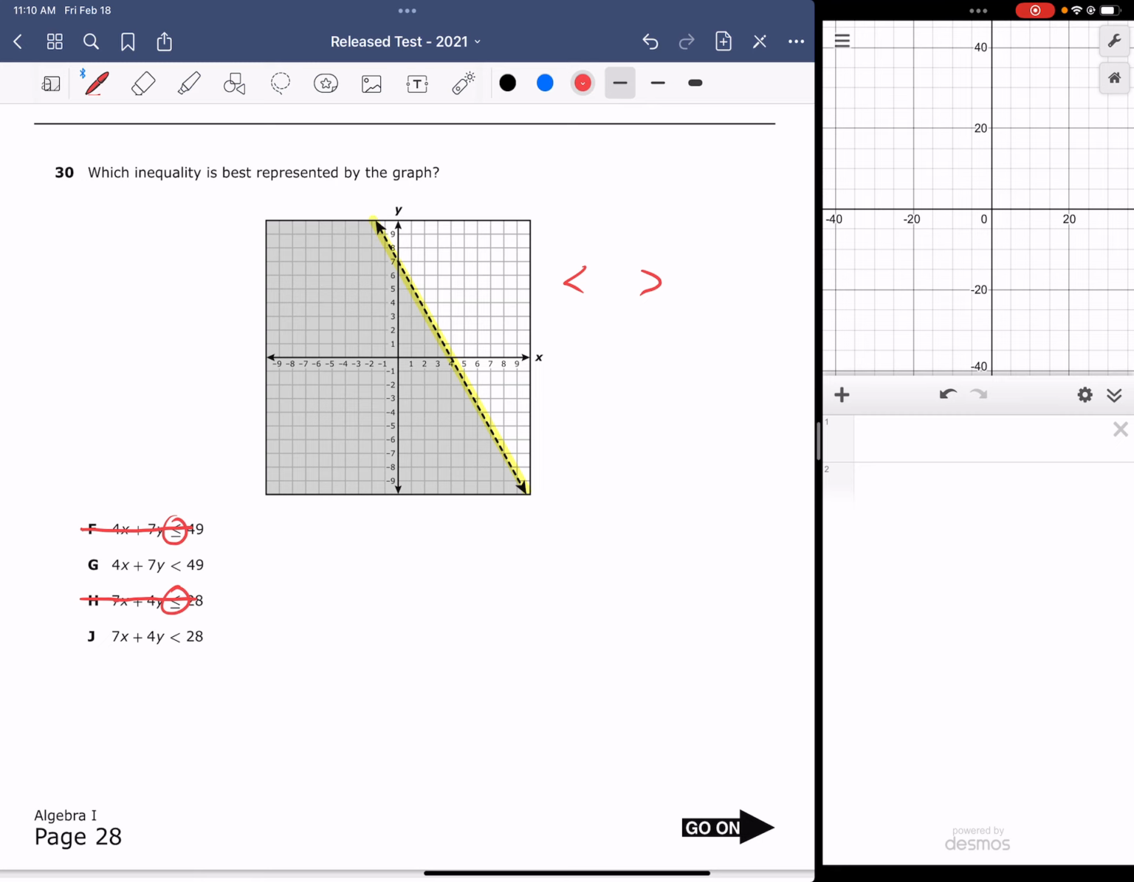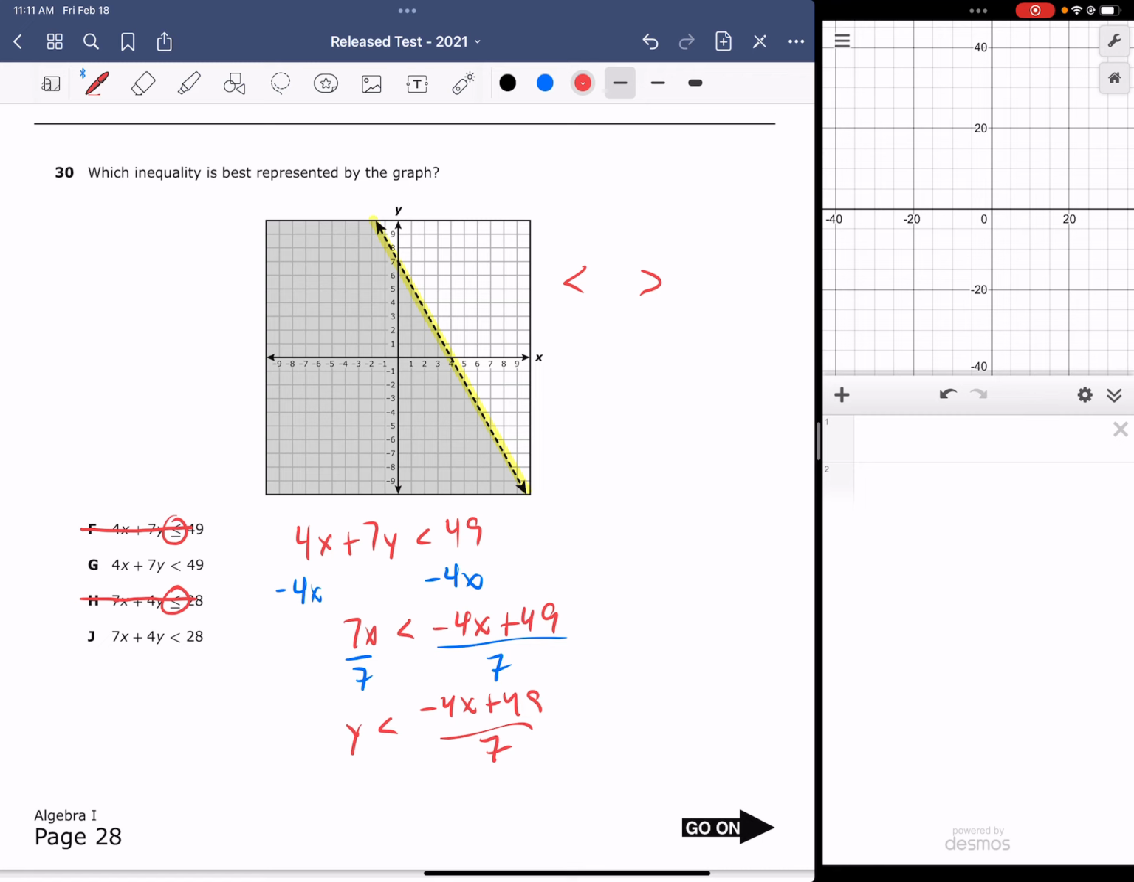and solve them for y so that I can graph the line in Desmos and match it with the one that's in the problem. For the first answer choice, letter G, I have 4x plus 7y is less than 49. In order to solve this for y, the first thing we'll do is subtract 4x from both sides. That will leave me with 7y is less than negative 4x plus 49. Then, in order to get y by itself, we will divide both sides by 7. And so this will give us y is less than (negative 4x plus 49) divided by 7.